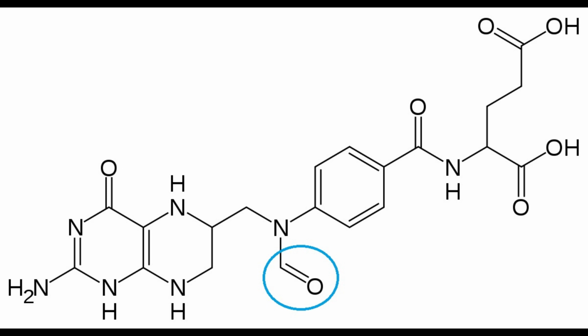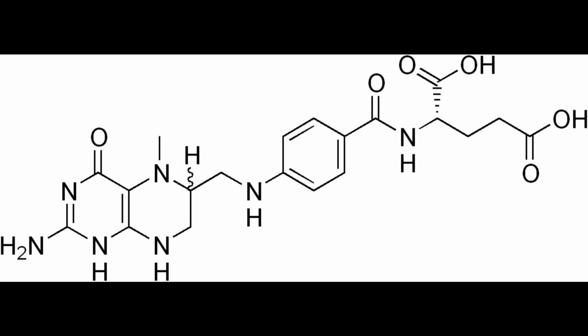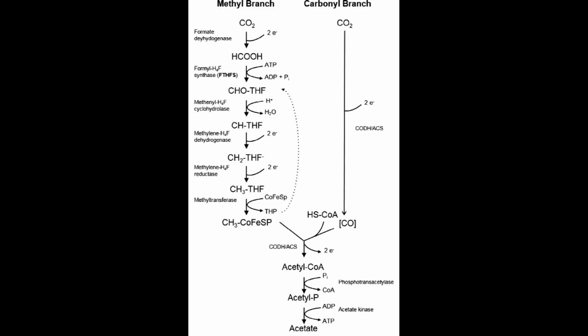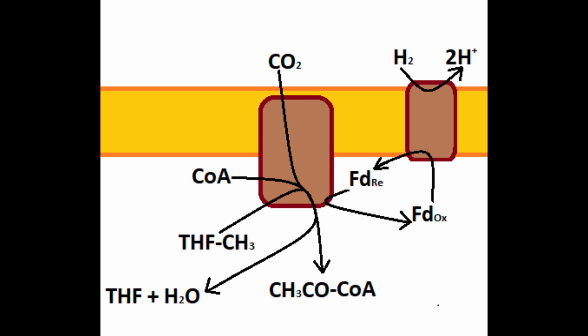The formyl group is then incrementally reduced to a methyl group by methylene-THF cyclohydrolase, dehydrogenase, and reductase enzymes, using NADH as the electron donor. On the carbonyl branch, carbon dioxide is reduced to carbon monoxide by the carbon monoxide dehydrogenase acetyl-CoA synthase enzyme complex, which uses ferredoxins as the electron donor. This enzyme complex then reacts the carbon monoxide with methyl-THF and coenzyme A to form acetyl-CoA, releasing the THF.